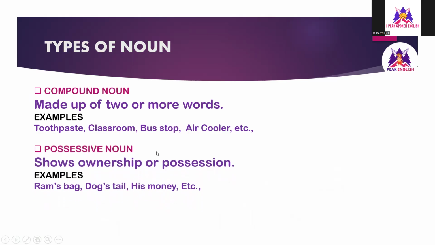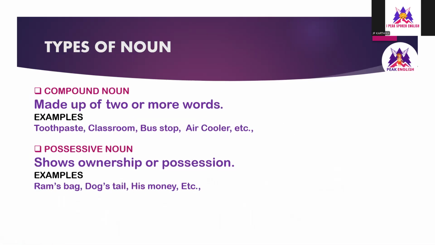Next is possessive noun. For a possessive noun we add apostrophe s. In possessive pronouns we have other forms, which I will teach later. A possessive noun shows ownership or possession. It is Ram's bag. It is the dog's tail. Here we use an apostrophe s, which means of. Tail of the dog, dog's tail. Bag of Ram, Ram's bag. That is a possessive noun.